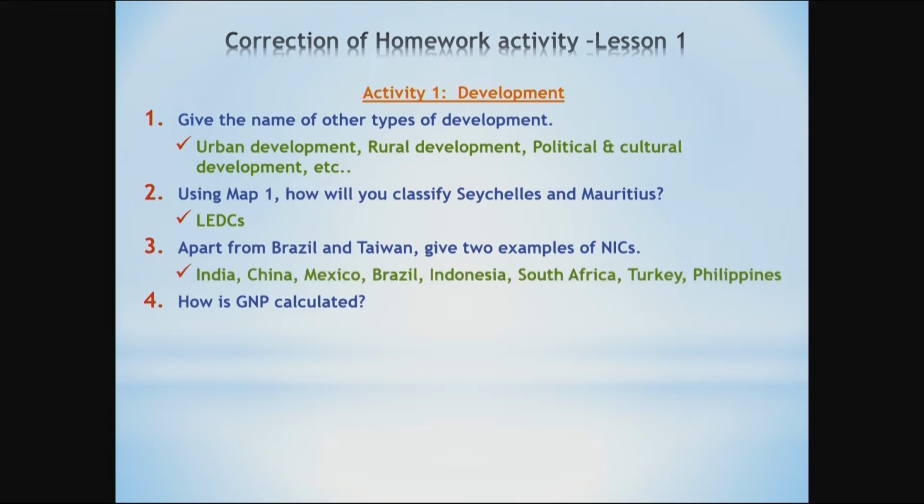And apart from Brazil and Taiwan, give 2 examples of NICs. So I've given you, if you have them on the list here, then you can give yourself a tick. India, China, Mexico, Brazil, Indonesia, South Africa, Turkey, and Philippines. So these ones are what we call NICs, and remember last time, what are NICs? Yes, very good, they are the newly industrialized countries.